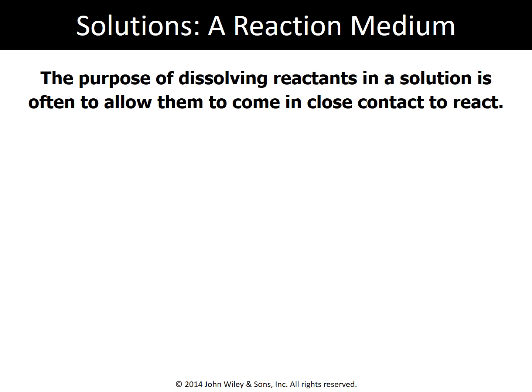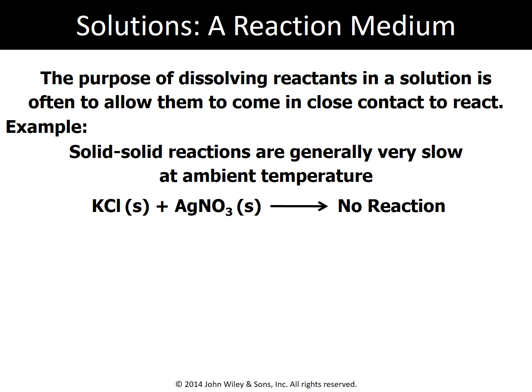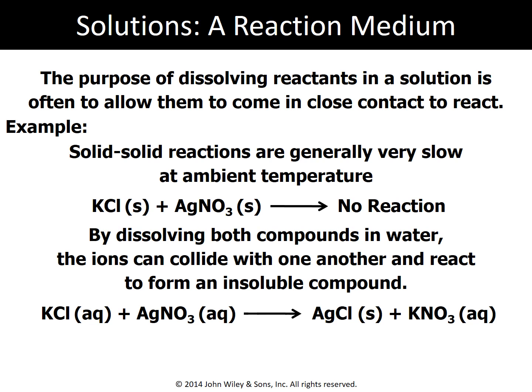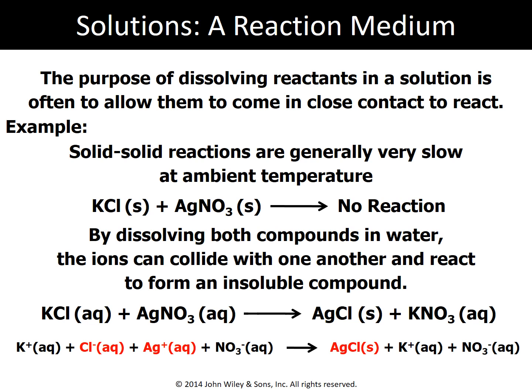Why these solution terms are important is that if we were to take two solids together and put them in the same reaction vessel, we would see that there would be no reaction, or it would happen very, very slowly. When we dissolve both of the compounds in water, it allows ions to interact with each other more easily and actually end up causing a reaction. So we can see here written out our ions separating, giving us our silver chloride, which is insoluble. That's it for this video.